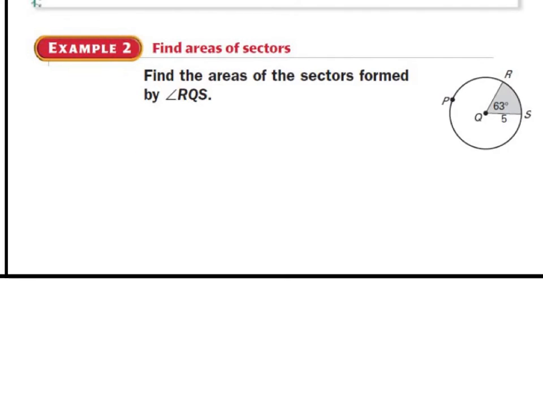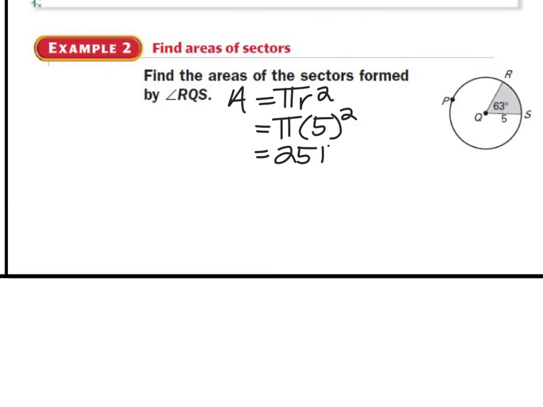Okay. Find the area of the sector formed by RQS. We're going to find the shaded one. Before you can set up this proportion, just like yesterday, you have to find the area first. So area of the entire circle is pi r squared. What's my radius? 5. Radius is 5. So pi times 5 squared. 5 squared is 25. So your area you're going to leave in terms of pi as 25 pi.